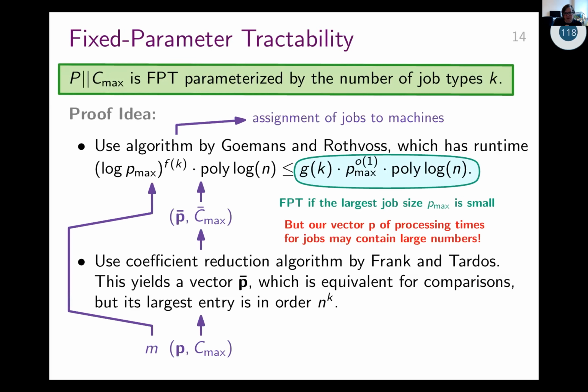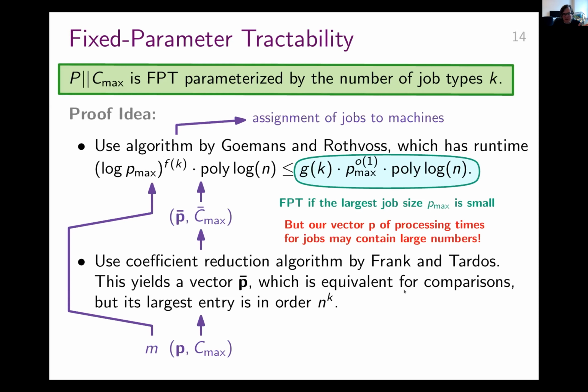So what we get is then that this Pmax gets replaced with n to the k, and that turns out to be fine because there's actually a little o of 1. Or in other words, you can plug in n to the k into Pmax in the first expression of the runtime, and you see that log of n to the k is just k times log n, and so we get k to the function of k times n, times log n to the function of k. That's what we had before.